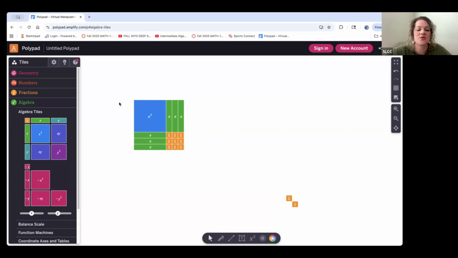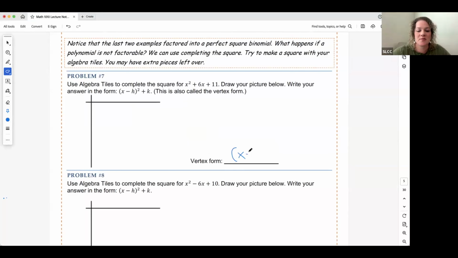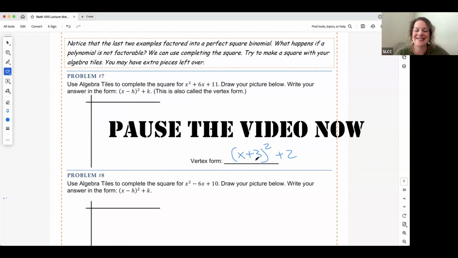This is x plus 3 times x plus 3, which gives me x squared plus 6x plus 9. But if I wanted to have plus 11, I have these 2 extra. That's how we can write it in vertex form. The x minus h quantity squared and then plus k are those 2 extra. So this would be x plus 3 quantity squared, and then we'd have those 2 extra. You go to the tiles and try number 8, and I'll see you in a minute.